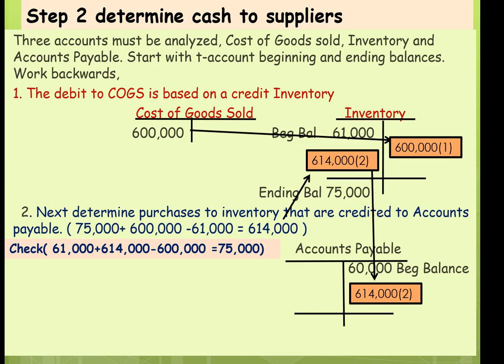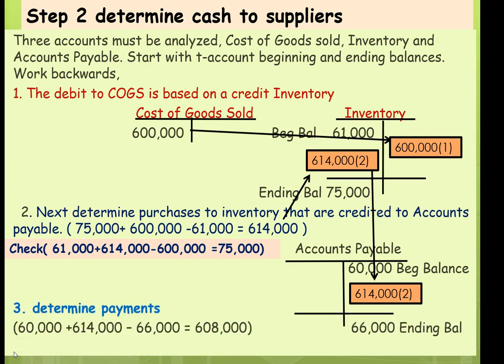Now we're going to put that 614 in accounts payable because we know that if we debited that, we would have credited the other one. Now what I'm going to do is add that ending balance, and now we can determine the payments. So we take the 60,000 plus the 614 minus the ending balance, which tells us how much we had in payments. Now again, you always want to check. So go back and with your calculator, take the 60,000 plus the 614, subtract 608, and make sure that gives you 66,000. And then you'll know you've done it correctly.